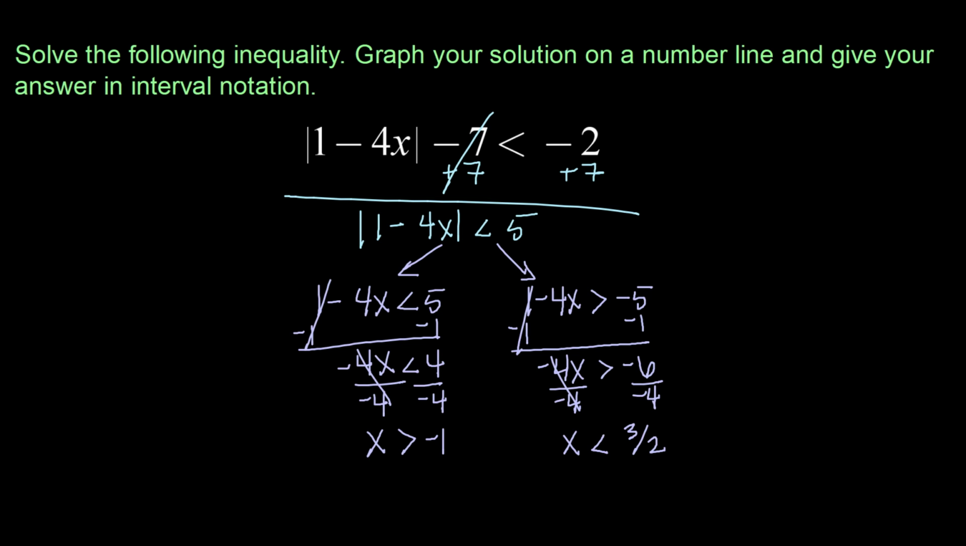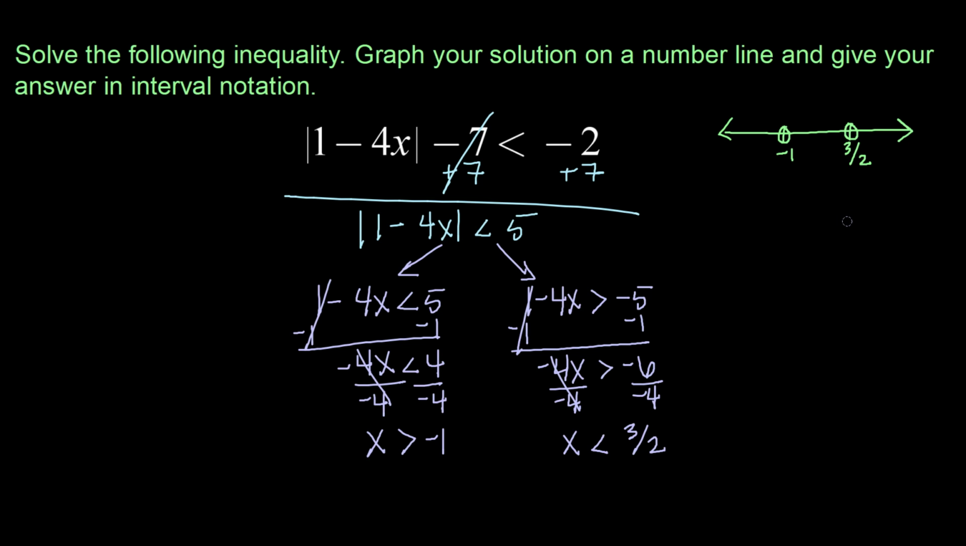Okay, now putting those two on a number line, let's see what we get. So I need to place negative 1 and 3/2 in correct numerical order. So there's negative 1, there's 3/2, and then I'm going to shade each one of these separately. Now I notice that both of these are strictly greater than or less than, so I know both of them are going to have an open dot. So I'll go ahead and add that before I add my shading.